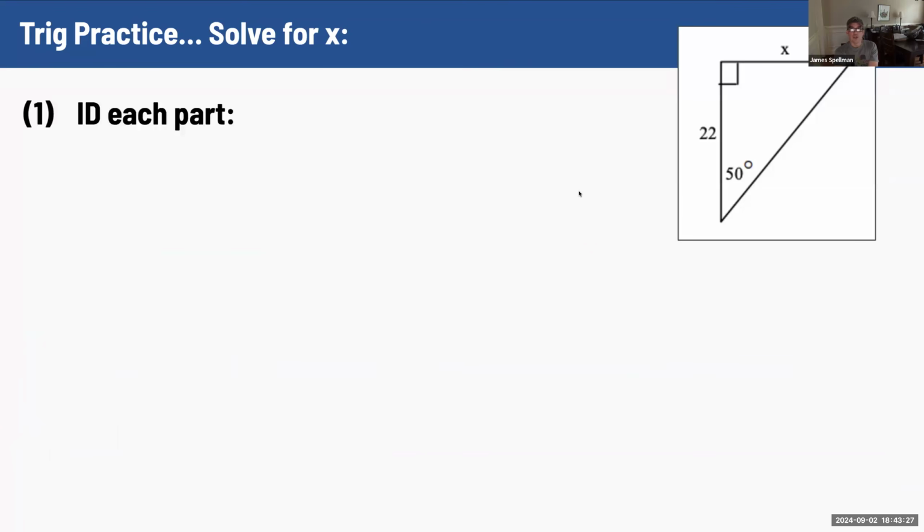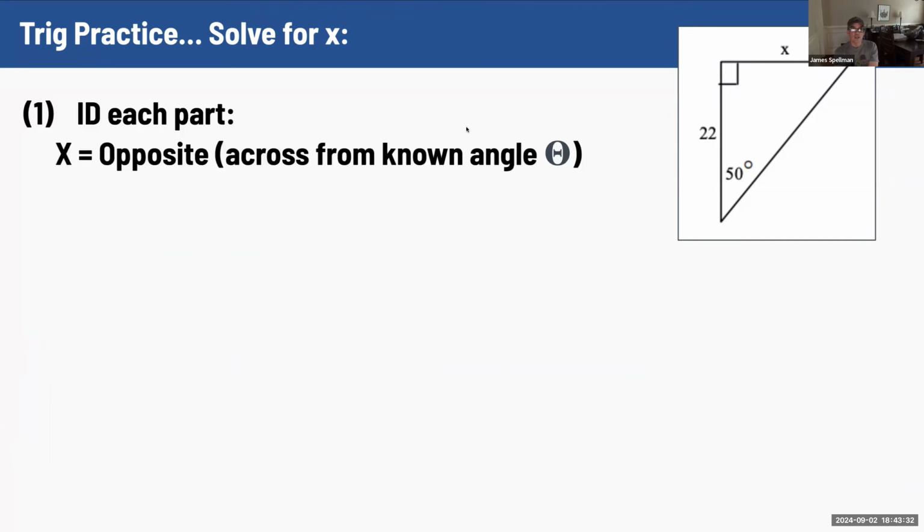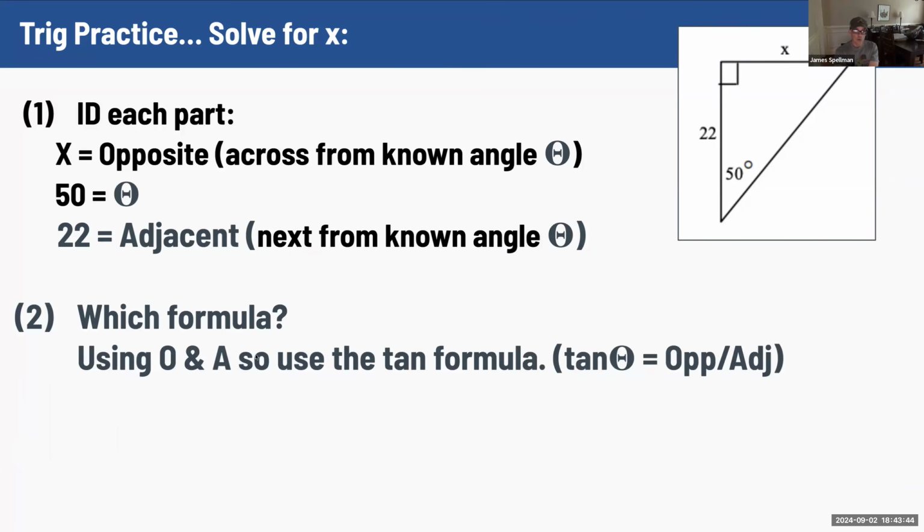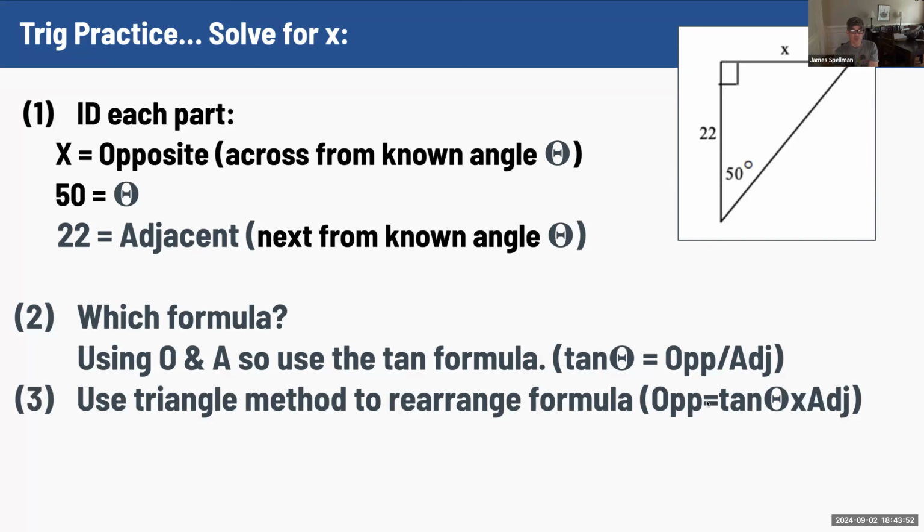Okay, one last one, and I believe this one uses tangent. So again, we're going to ID each part. X is my opposite because it's across from my angle. The angle is 50, and 22 is adjacent because it's next to the 50-degree angle. If we've got O and A, we're going to use the tangent formula because that uses opposite and adjacent. So we're going to look at our tangent formula.